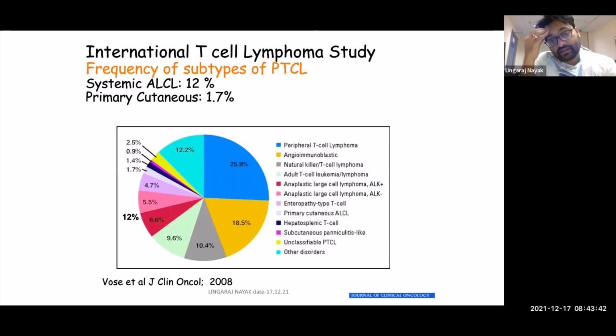It's a prospective database, and this is the first paper that was published in JCO 2008. You can see the incidence of different kinds of T-cell lymphoma, out of which only 12% were anaplastic large cell lymphoma, both ALK positive and ALK negative. And if you see, the cutaneous variant is only 1.7%. So the incidence globally also is very low.